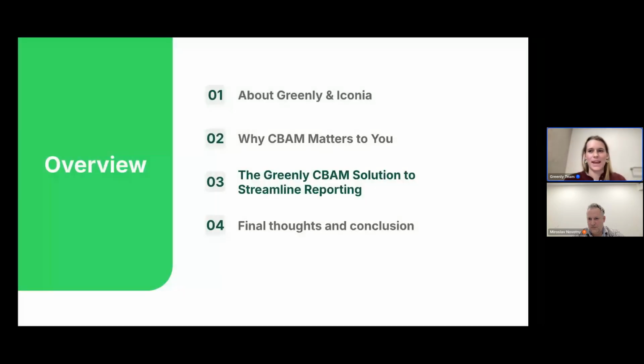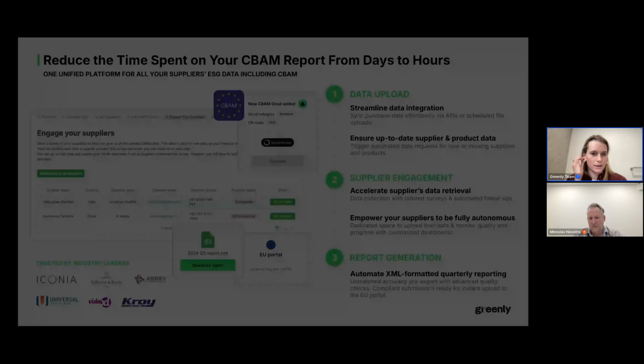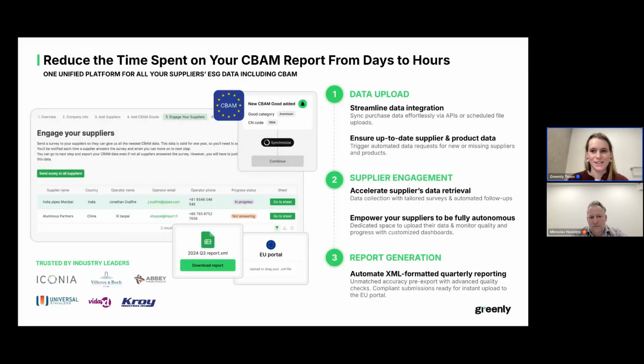Then we have, in the 15 minutes remaining, I am very happy to present the solution that Greenly could design and develop to streamline reporting. So the thing is that CBAM compliance is not just about paying for emissions, it's really about managing a complex reporting process that involves gathering supplier data, ensuring accuracy, and submitting reports in the required formats.